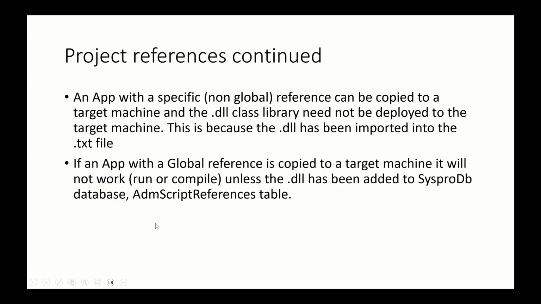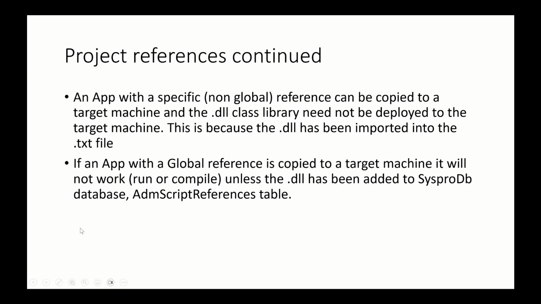However, if an app with a global reference is copied to a target machine, it will not run or compile properly. In fact, what will happen is it'll run, but you may well find that the app comes up with forms and things, but the logic won't work. That is because it's looking for the DLL in the Syspro DB ADM script references and can't find it. So what we have to do is work out ways of handling this sort of thing.